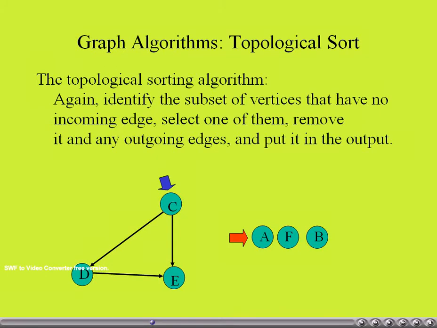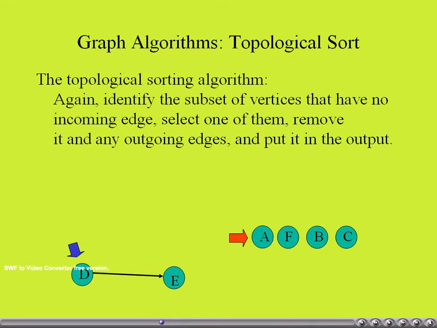Again, we have to select the vertex which doesn't have any incoming edge. Incidentally, C is such a vertex. The same will be selected. It will be kept in the output list, and then all the outgoing edges from this node or vertex will be removed.